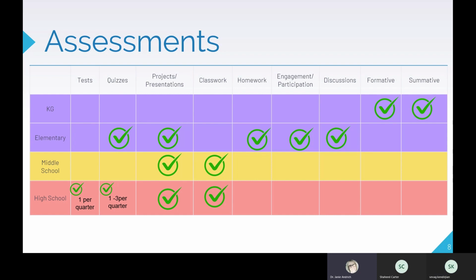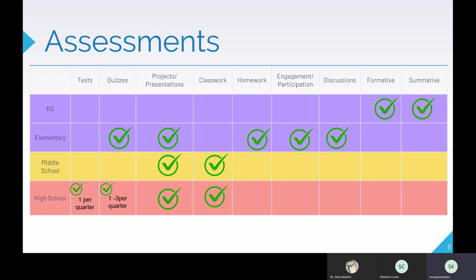In elementary school, we'll be using the new NEO system, and it'll consist of quizzes, projects and presentations, homework, engagement and participation, and discussions. Parents will receive weekly updates on how their students are doing with these assignments so that you know how your child is progressing and moving along the learning continuum.